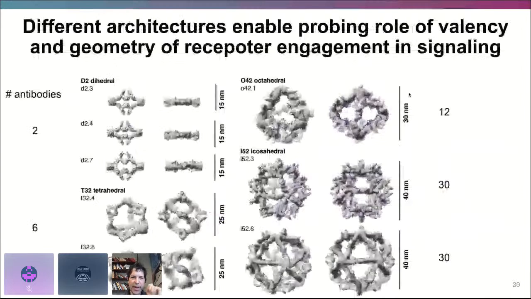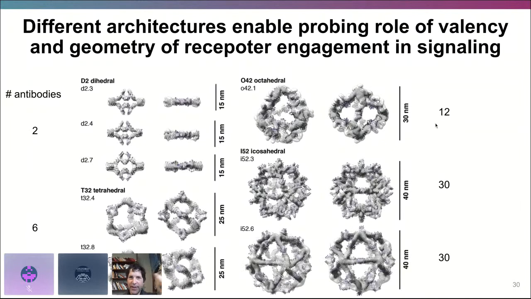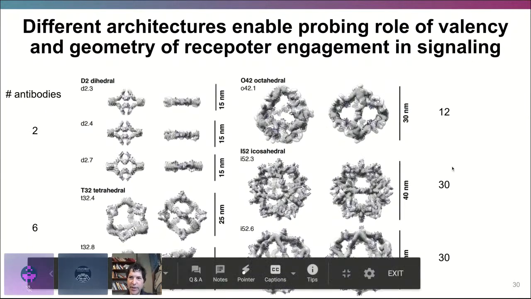And Robbie Devine, who has designed these models, made versions that hold two antibodies in different arrangements. In these dihedral ones, the antibodies are pointing in opposite directions. In the tetrahedral ones, they are coming off the edges of a tetrahedron. In the octahedral ones, that's off the edges of a cube, essentially. And then these are the icosahedral ones I showed you just a moment ago. They have different numbers of copies of antibodies, so 2, 6, 12, or 30.